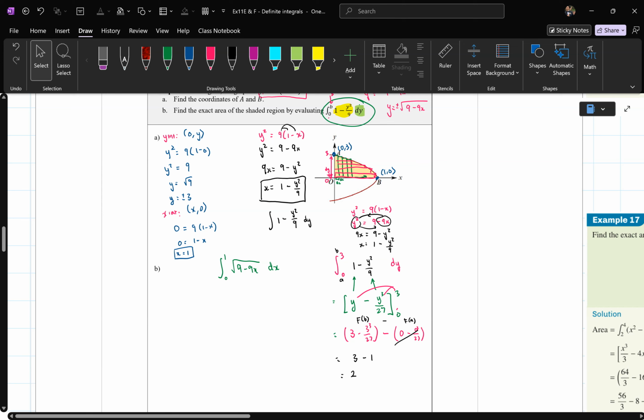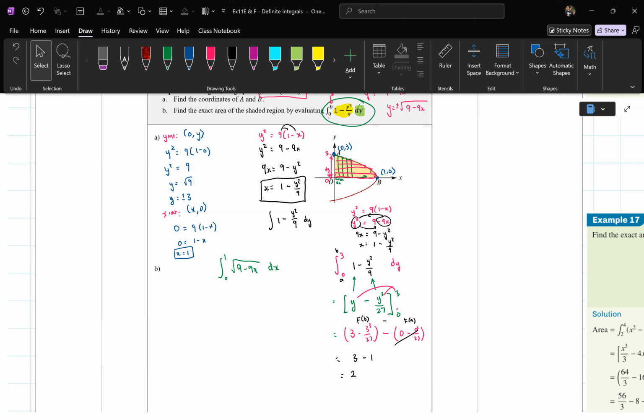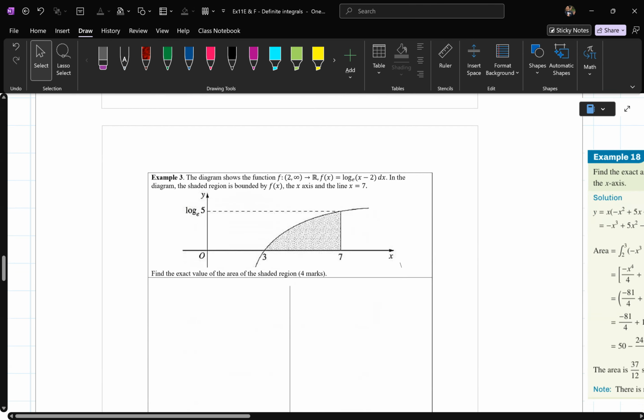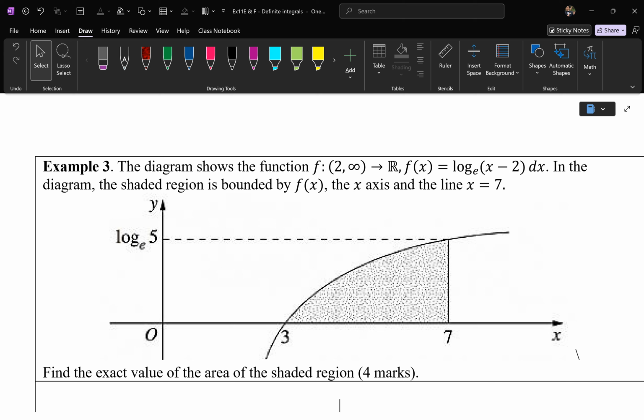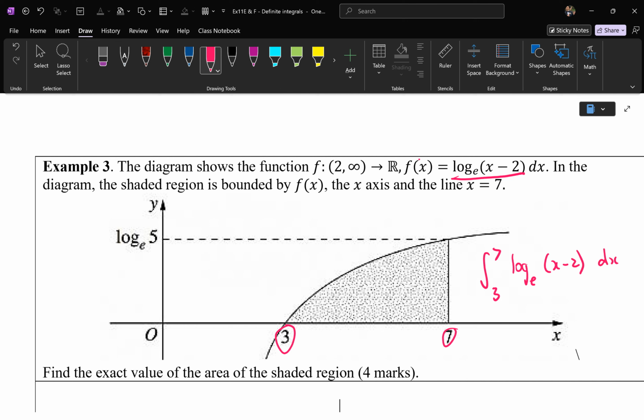The second question, so if you flip over, that last question will show you when it is nice and appropriate for method students. Why did I say method students? Because the specialist students can probably use integration by parts to solve this question. But technically, if we read this question, you're looking for f of x, which is a log, and the area is between 3 and 7. So you would integrate between 3 and 7, to find the area under the curve. f of x is log e of x minus 2 with respect to x.